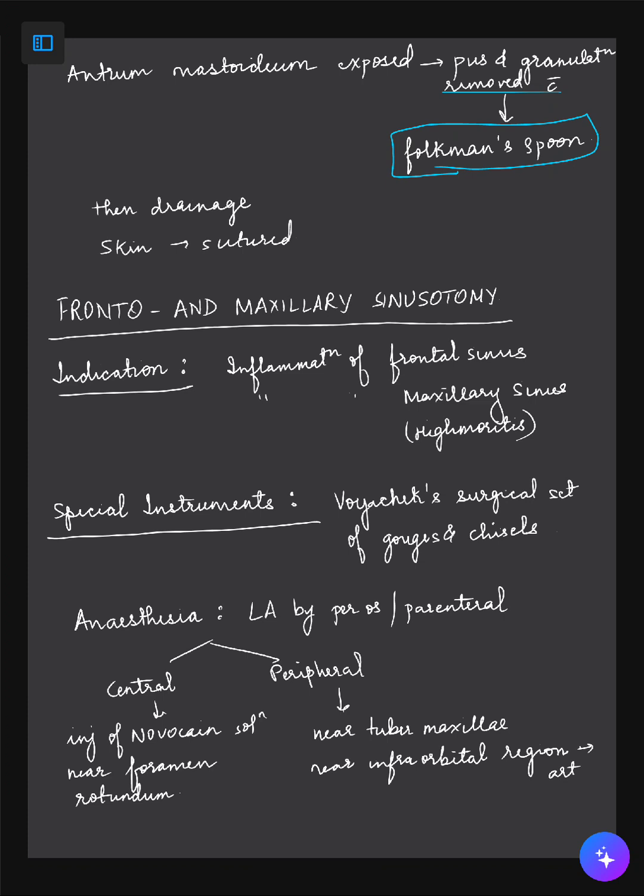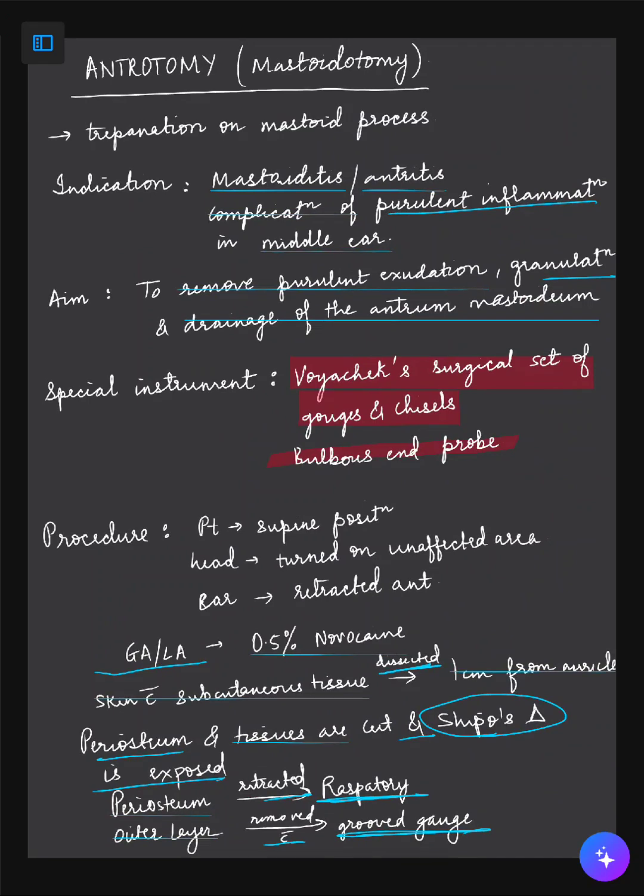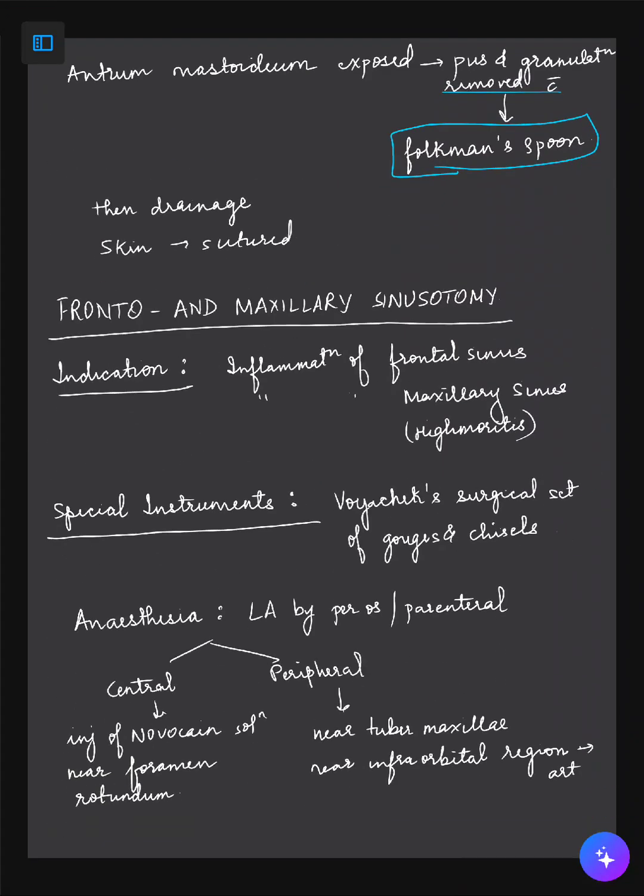Now, one thing to remember from henceforth: in antrotomy, just remember the special instrument, it would come in the next operation also. And remember this Volkmann spoon also, to remove the pus and granulation, it would come in the next operation also. So, fronto and maxillary sinusotomy.